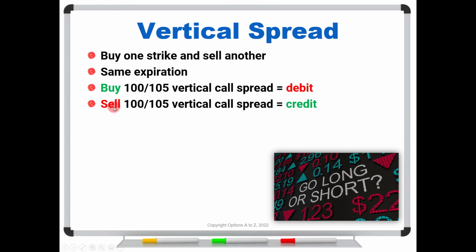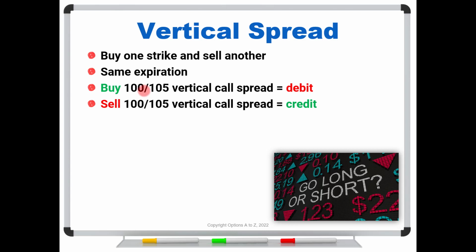On the other hand, if you sold the 100-105 vertical call spread, that would be a credit. It's just the opposite of the debit, so obviously it's got to be a credit. But we could also figure out it's a credit by the word sell. If you are selling a spread, it's a credit. In this case, you must be selling the more valuable strike. That's what's creating the credit. The option that you're selling is worth more money than the one that you're buying. So those are the two basic types of vertical spreads. They all fall under either the debit or the credit umbrella.